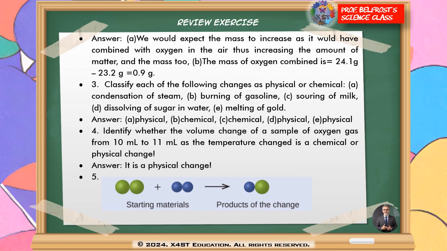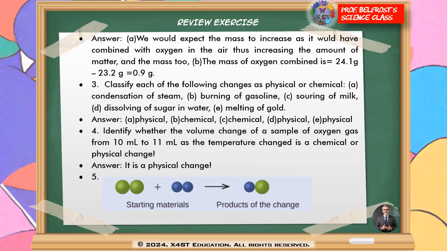Number three: classify each of the following changes as physical or chemical. A: melting of steam, B: burning of gasoline, C: souring of milk, D: dissolving of sugar in water, E: melting of gold. Actually it's very easy. If nothing changes the chemical properties after the reaction or change, then it will be physical. Respectively, A is physical, B chemical, C chemical, D physical, E physical.